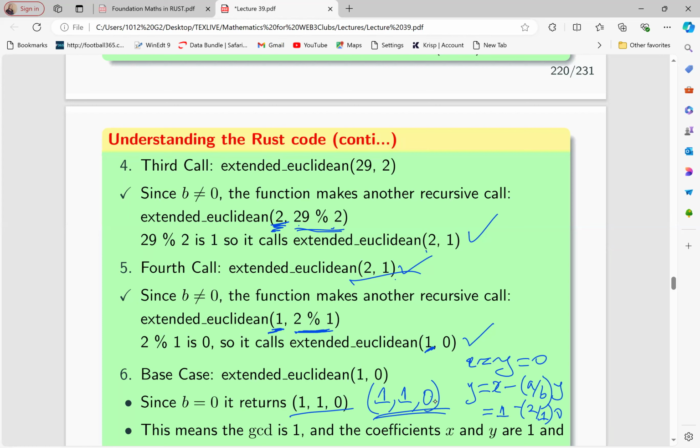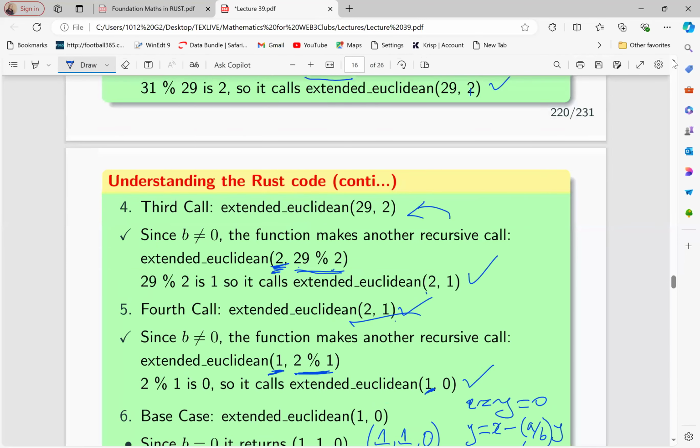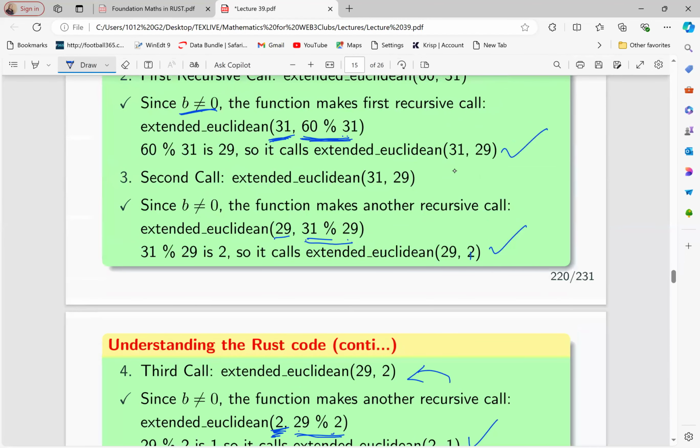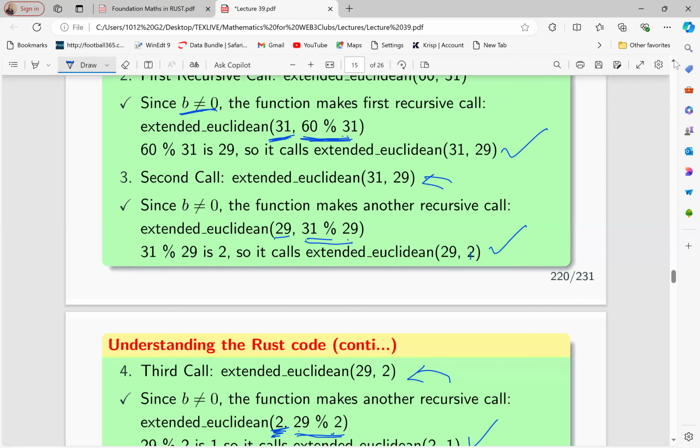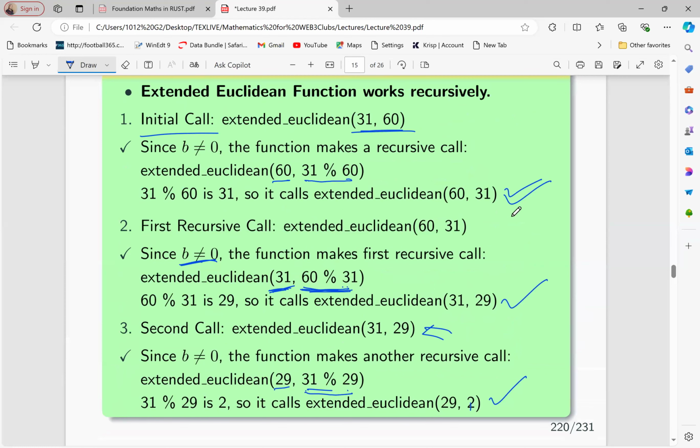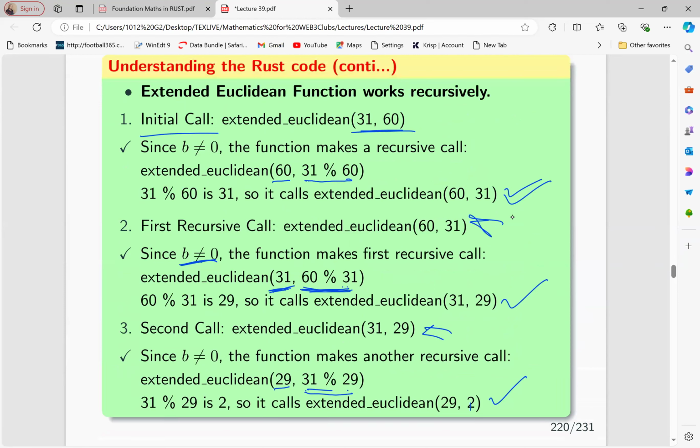You pick those points and move to the next point, 29, 2. Then what you get there, move with it to the next point, 31, 29. Then what you get there, move with it to the next point up, which is 60, 31. And 60, 31 is what you began with. So when you reach there, you stop. You read the values, because you've reached where you began.